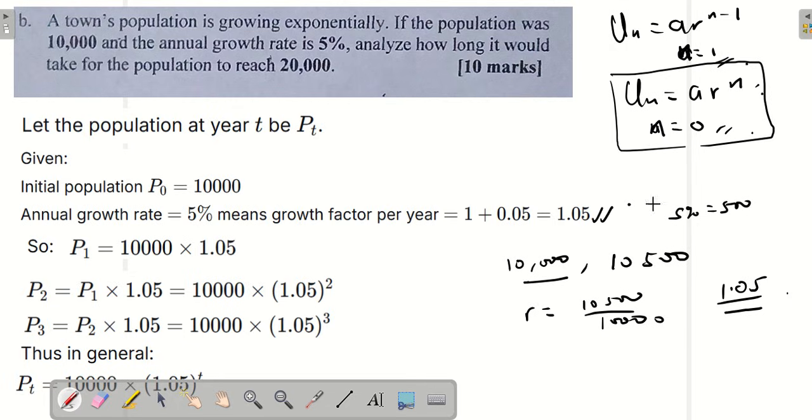Instead of doing all these, anytime you are given the 5%, the growth rate, the 5% in the question was the growth rate. So if you want to find the common ratio, you add 1 to the annual growth rate. If you don't understand why, you can take it step by step like this, then you get your common ratio to be this. So that is it.